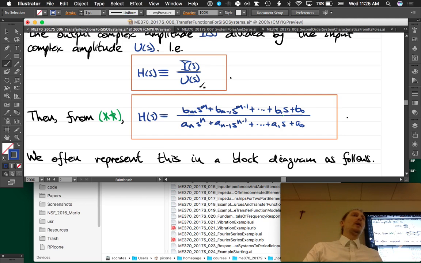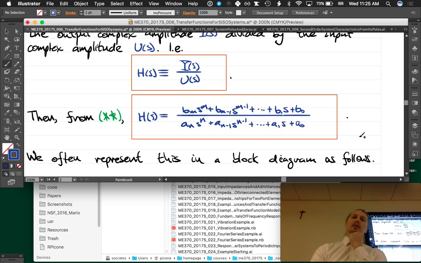And what we're going to see is that S is actually the Laplace transform variable, and although we won't do a lot of it in this class, we can use this to solve the system as well. We don't focus on that in this class, but we will do it. You'll have some homework on it.